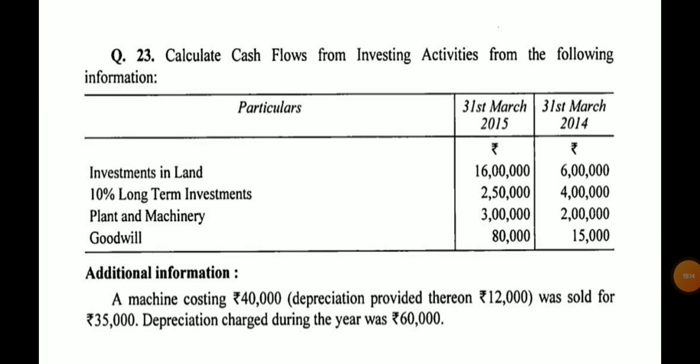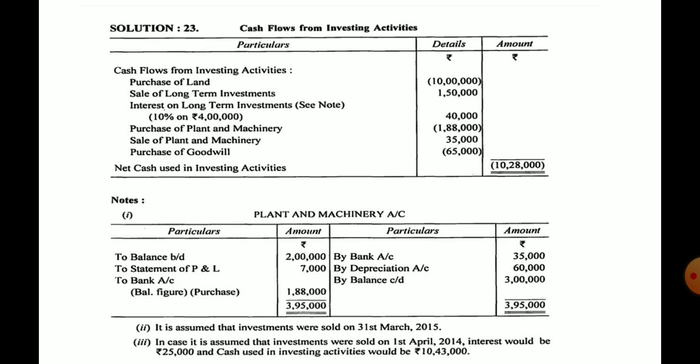Now the next question is to calculate cash flow from investing activity from the following information. Investment in land 16 lakh to 6 lakh, previous year and current year. Long term investment 4 lakh to 2,50,000. Plant and machinery 2 lakh, 3 lakh. Goodwill 15, 80. A machinery costing 40,000, depreciation provided thereon 12,000, was sold for 35,000. Depreciation charge for the year is 60,000. On the basis of this information we calculate cash flow from investing.